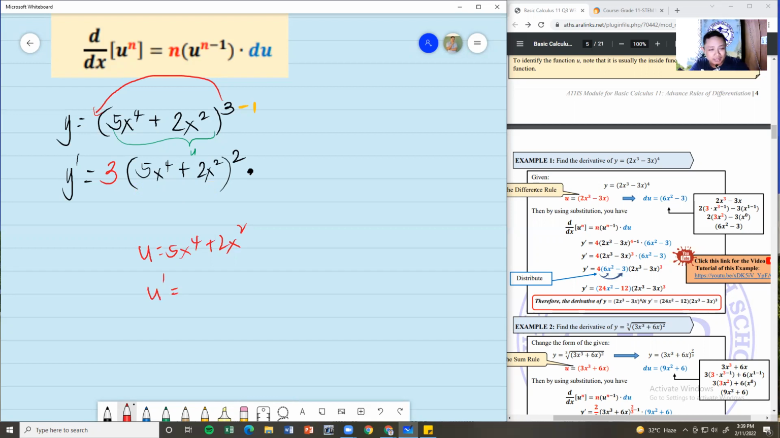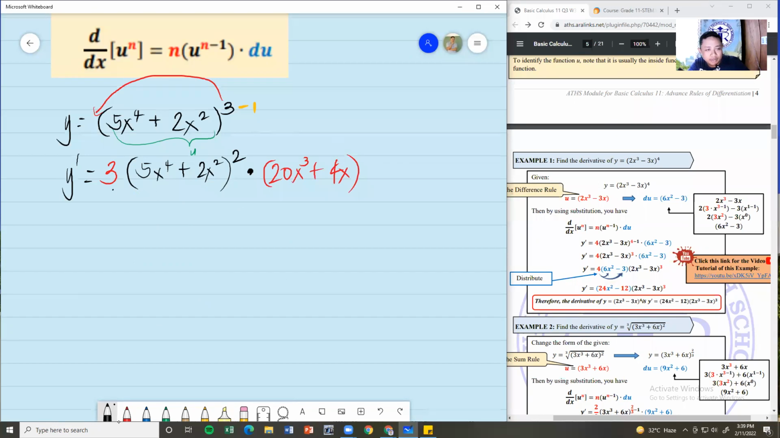Okay, so let's do this. Multiply, that becomes 20x. Subtract minus 1, that becomes 3. Plus 2 times 2, that becomes 4. X raised to 2 minus 1, that's 1. Or better not write it anymore. Okay, so this will be your du. So that's 20x cubed plus 4x. That's it. And then after that, let's just simplify it.